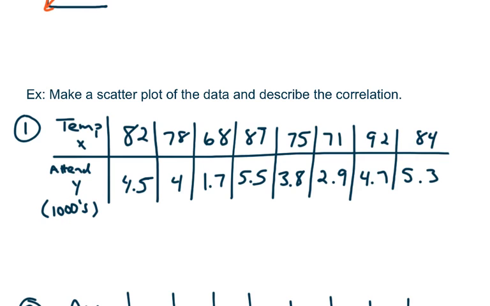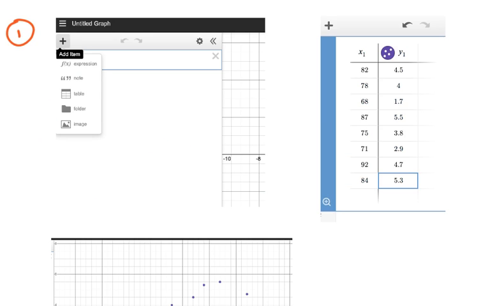Here are the steps you're going to do, and I'm going to switch the page here. When you get to Desmos, open up just a new graph, the most basic website you can get to for Desmos. And what you're going to do is click this plus in the upper left-hand corner. It's going to bring in add item. It's going to give you expression, note, table, folder, image. Obviously, what we're going to want to do is table. Okay, we're going to create the table.